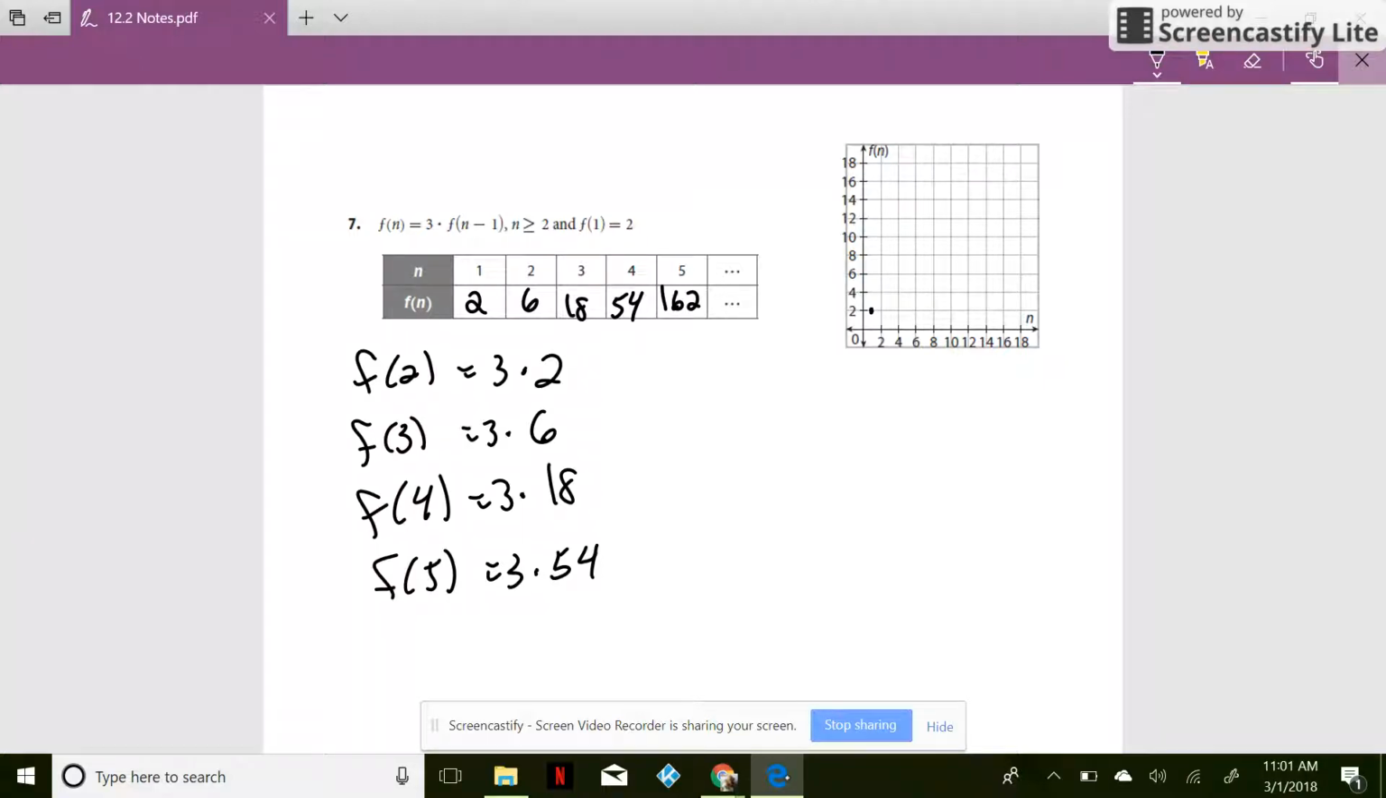So we're getting really big values here. We're getting multiplied by 3 each time. We're not going to be able to graph much here, just those 3 points.